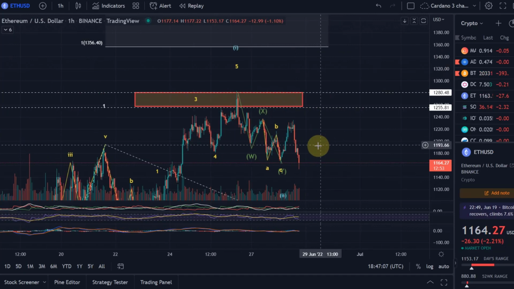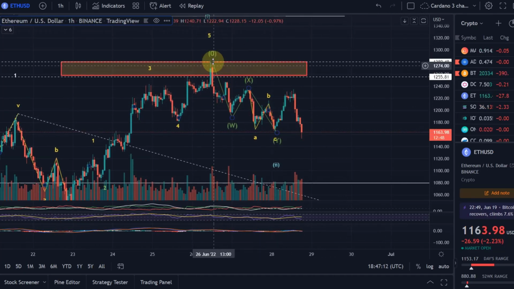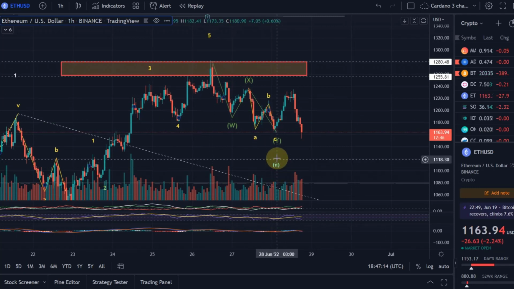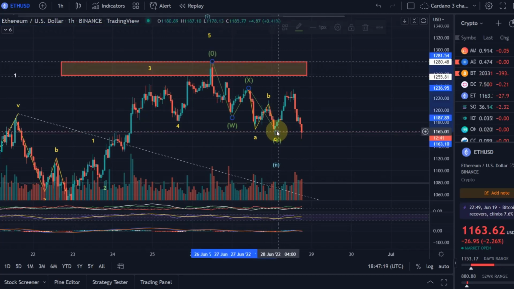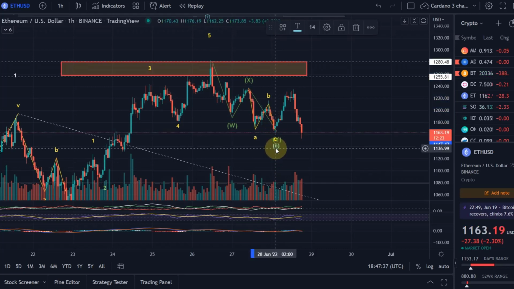So in the previous video, I gave you the view that this correction of the wave 2 could already be complete based on two things, basically: that the wave Y completed the minimum requirement for a wave Y, which was the length of the wave W, and we also could count 3 waves, A, B, C, and we broke out above the wave B. Based on that, I have to come to the conclusion that this wave 2 could be complete if a breakout above the wave B happens.